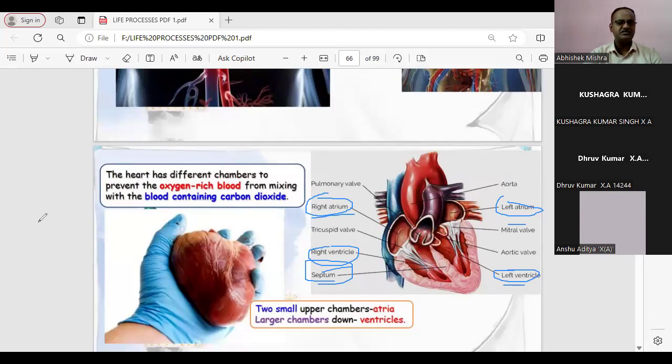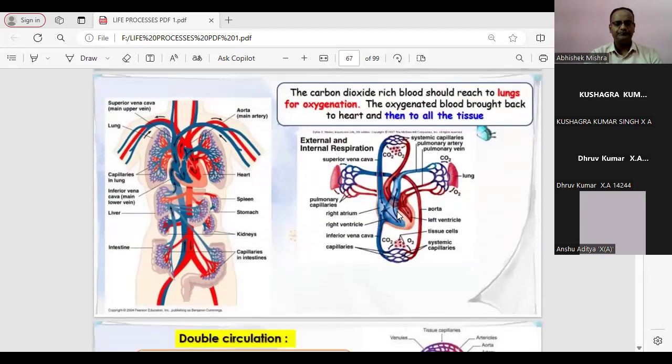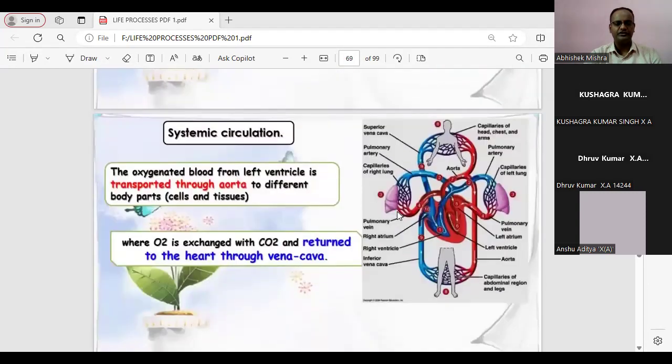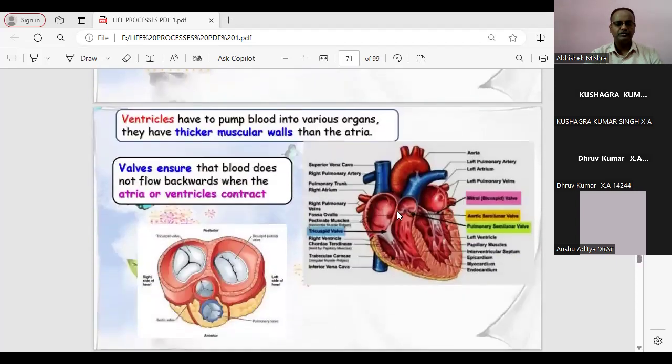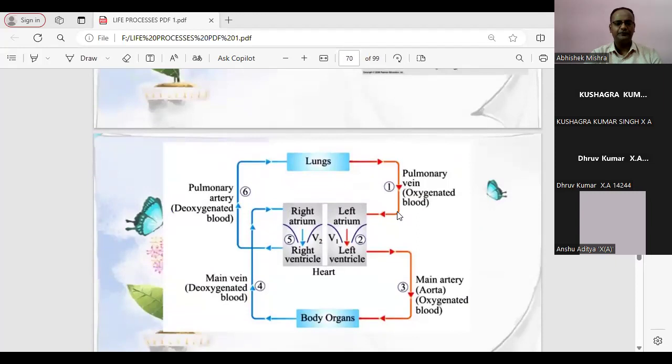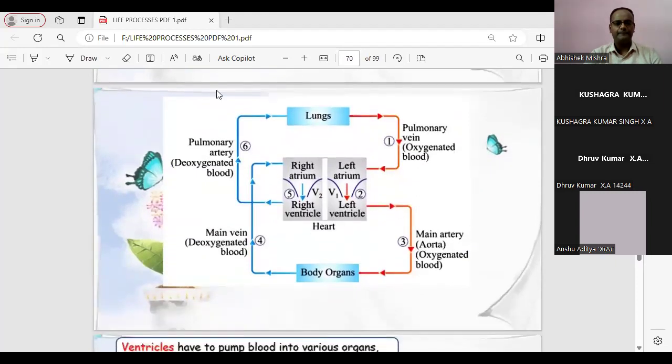Now let me discuss the course of the blood circulation through the human heart. How does the blood flow through the human heart? Let me show you with the help of this block diagram.